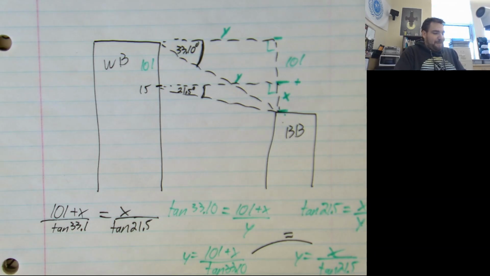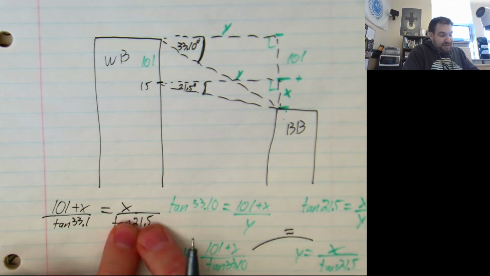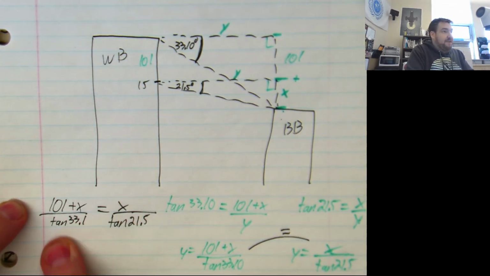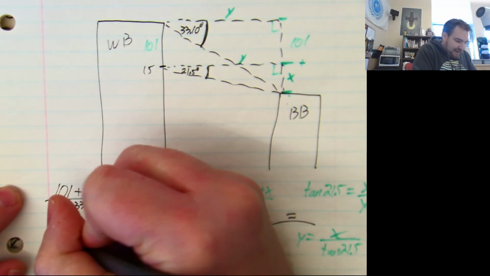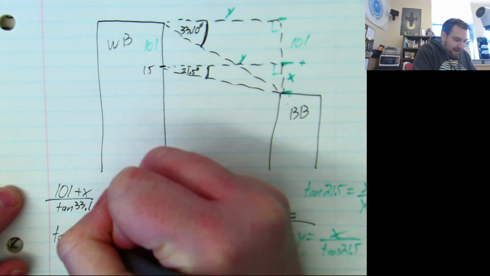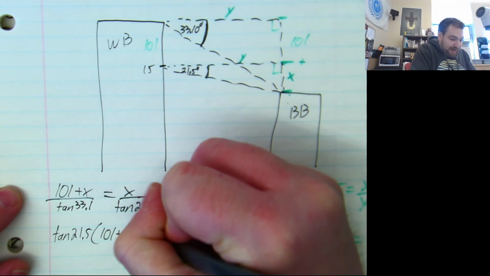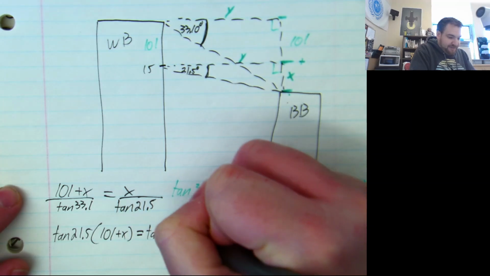Okay, let's do it. So I'm going to multiply the 21.5 up on both sides. It's going to cancel over here. It's going to move up over here. I'm going to do the same thing with the tan of the 33.1. So we're going to get tan of 21.5, and you're going to get 101 plus x in brackets is going to equal tan of 33.1x.